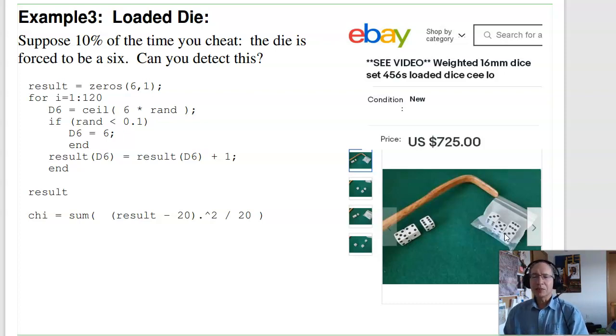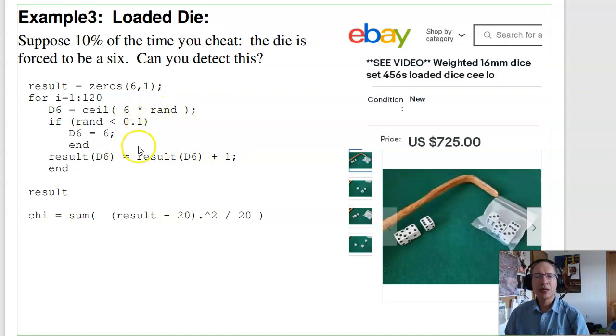How do you test for loaded die? Well, what I could do is roll the dice a couple times and see, does a certain number come up more often than not? Well, I can do that in MATLAB. For example, with this code, this simulates a loaded die. When I roll the dice, 10% of the time, I'm always going to roll a 6. The rest of the time, 90% of the time, it's a fair die.